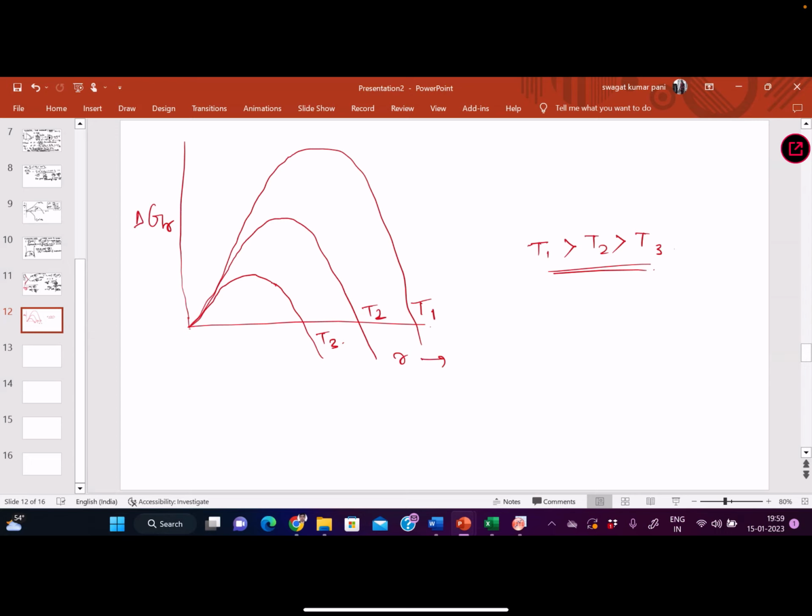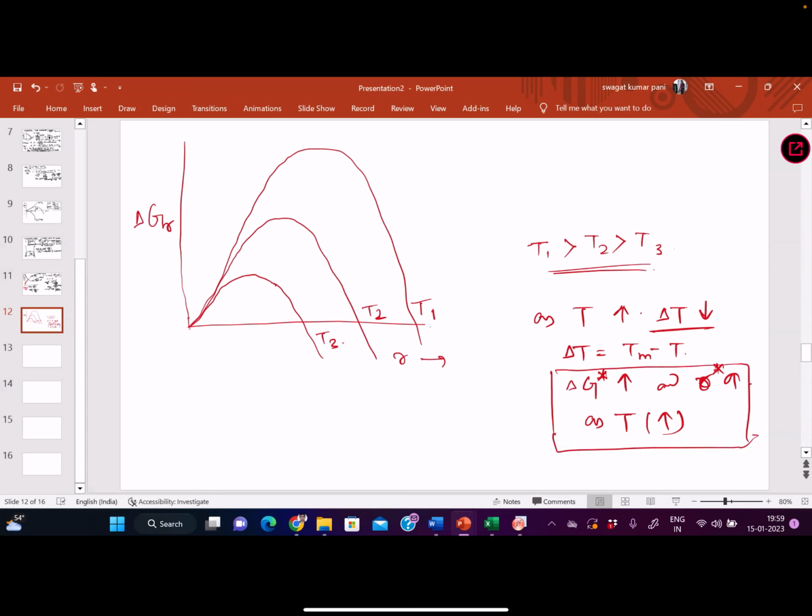This should be the relation, because as I explained, as T goes up, that means undercooling is decreasing. So undercooling decreasing means delta T equal to Tm minus T. So as undercooling decreases, delta G star will go up and R star will also go up. Understand this, as temperature goes up, both delta G star and R star will go up. So here it is delta G star for temperature T3.